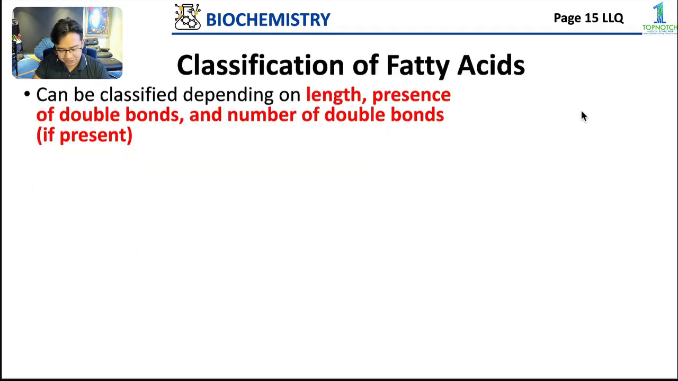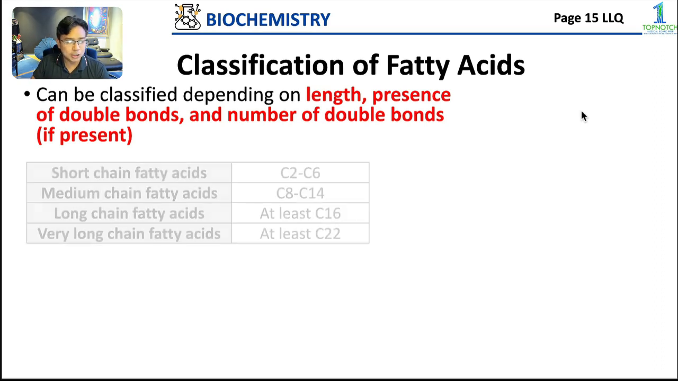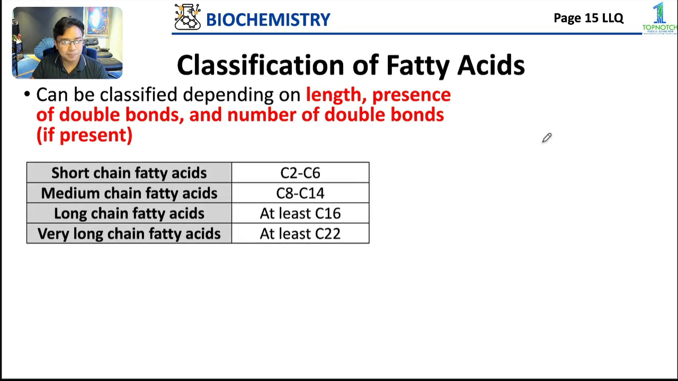They can be classified depending on length, presence of double bonds, and number of double bonds present. Short chain ka pag C2 to C6 ka, medium ang C8 to C14, and long chain ka pag at least C16 ka. Pero pag at least C22 ka, very long chain fatty acids na ang term sa'yo already. Okay? They're very important because kapag nagkakaroon ka ng absorption, ang fate nila will depend on their length.